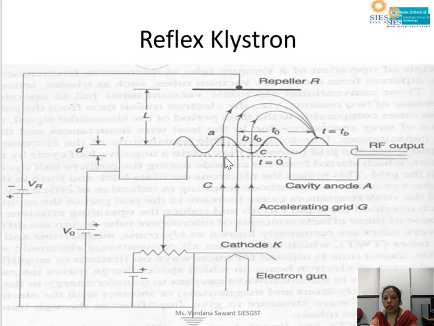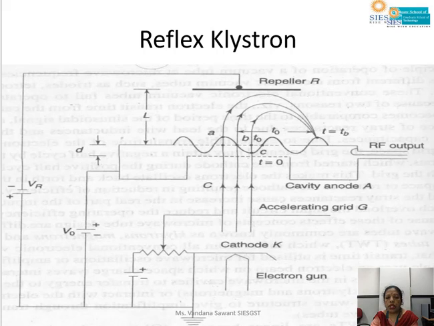Whatever electron beam is generated will pass through this loose cavity, go towards the repeller, and get reflected back from the repeller. But this is not the only thing. There is one component, this resonating cavity present here, that will not allow the simple process. The transit time effect will take place, and that is responsible for the generation of a microwave signal.